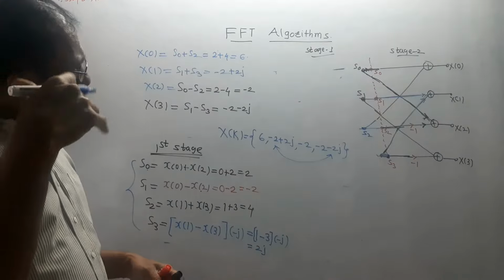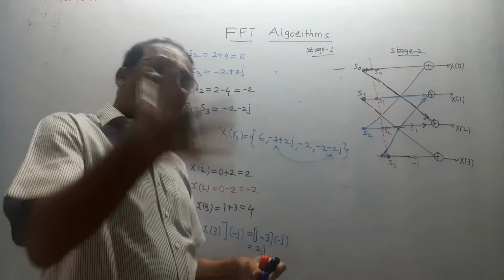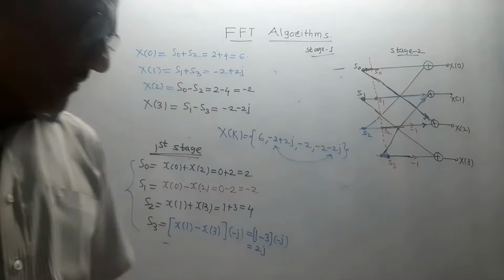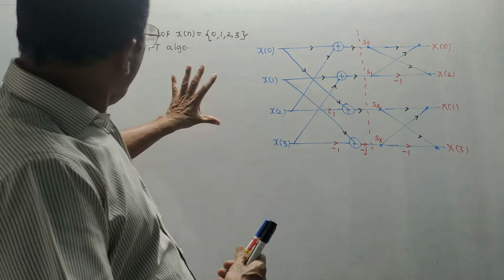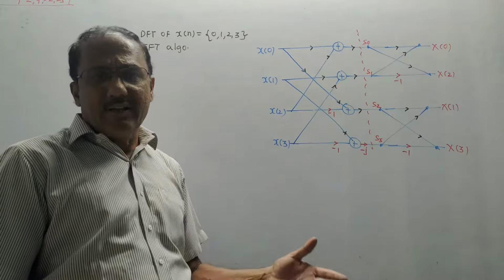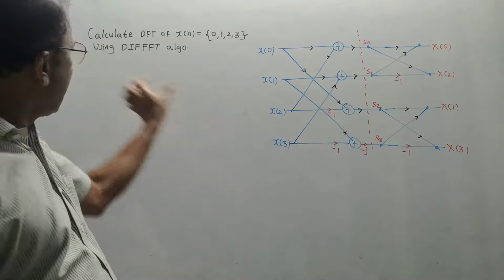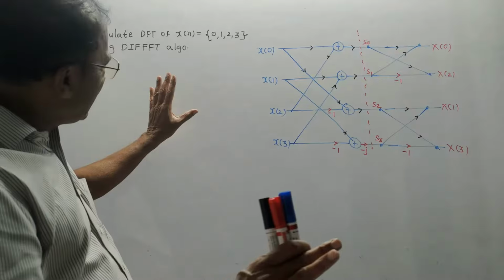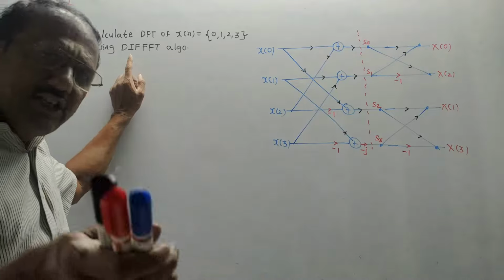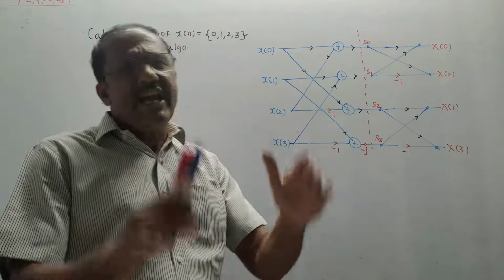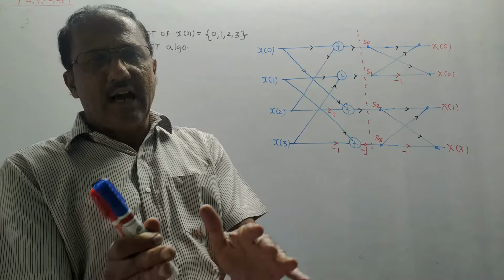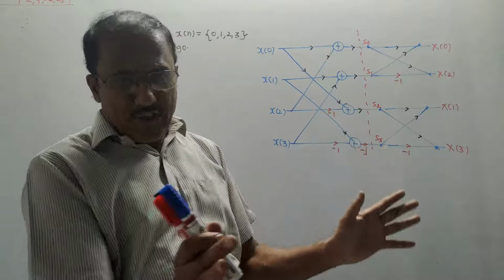Now we will solve one more numerical related to the second algorithm, that is DIF FFT. The next algorithm is DIF FFT. Just now we solved one numerical related to DIT FFT. Second is DIF FFT. The same logic is there. Do remember some basic things. It is DIF, that is decimation in frequency. Earlier it was DIT, decimation in time. And time and frequency are reciprocal of each other.